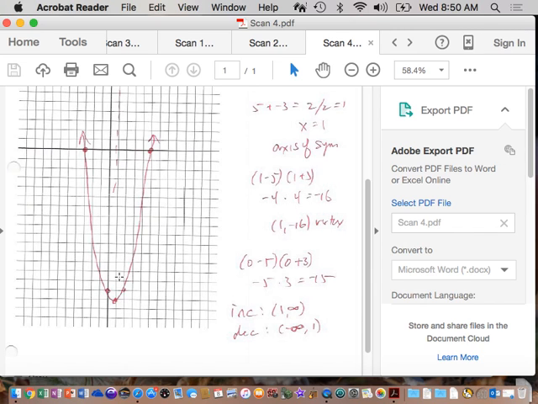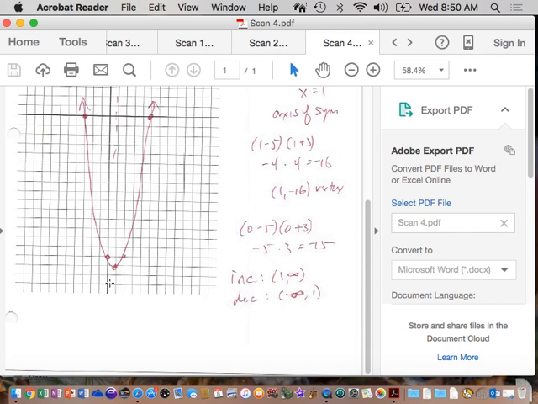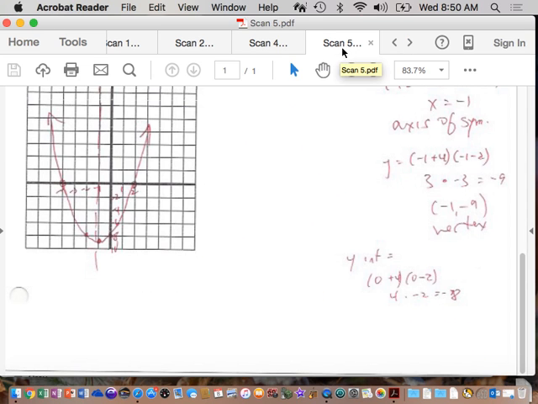One question we talked about yesterday is over what interval is it increasing? It's increasing from 1 to infinity. There's my interval notation. And it's decreasing from -infinity all the way to when x is equal to 1. Any questions? All right.